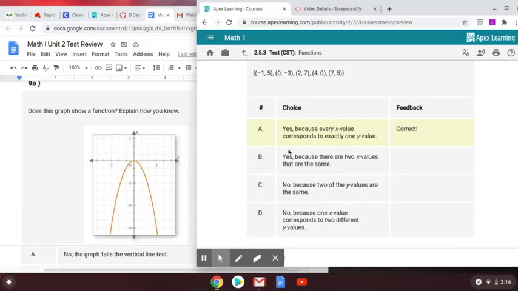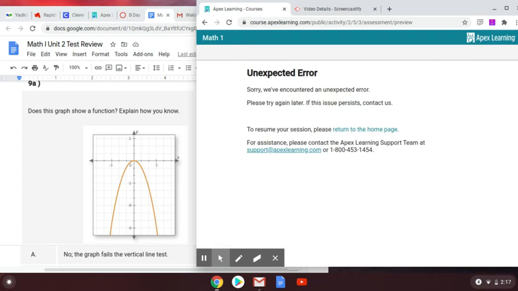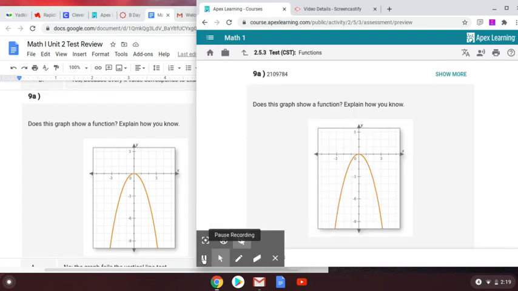Question 9. Does this graph show a function? Oh dear, I got logged out. Let's pause for a second.